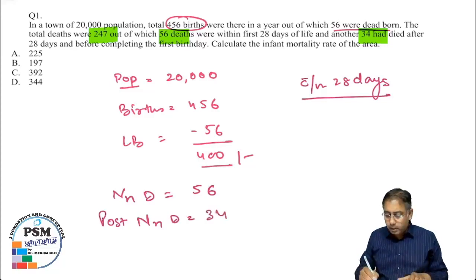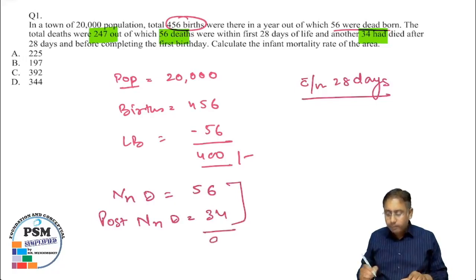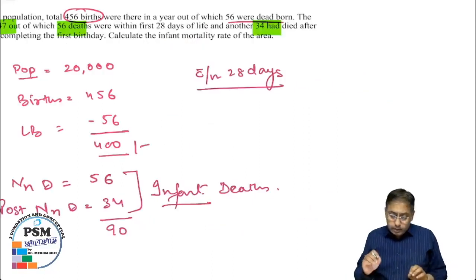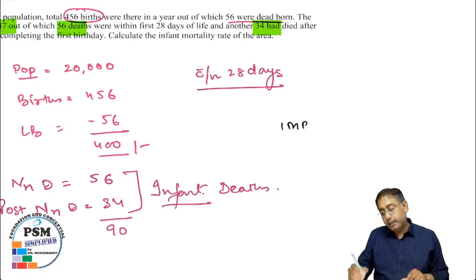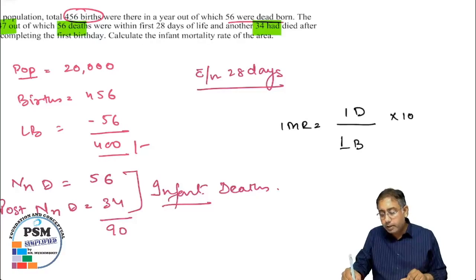So it's pretty simple. How many were infant deaths? I think anybody can calculate. Infant deaths is 56 plus 34, which is 90 infant deaths. So that's very easy. The number of infant deaths is 90. Now the MCQ is asking to calculate the infant mortality rate. I know the infant mortality rate is given by the formula: number of infant deaths divided by the total live births in the area, multiplied by 1000.